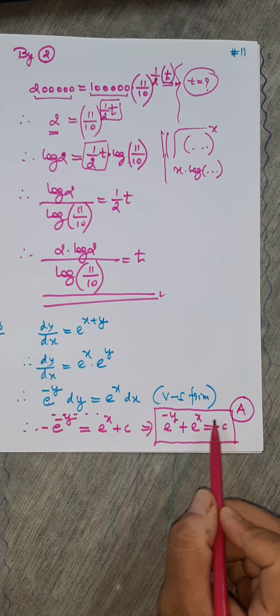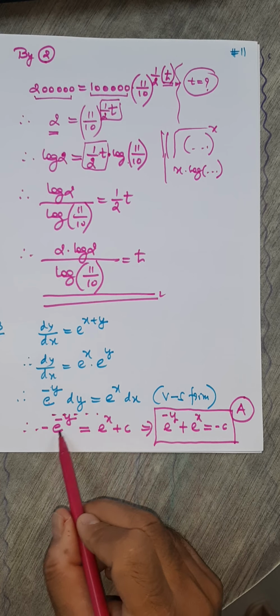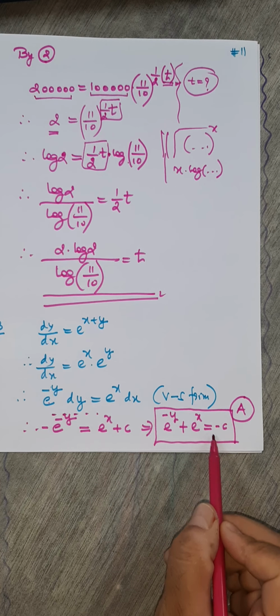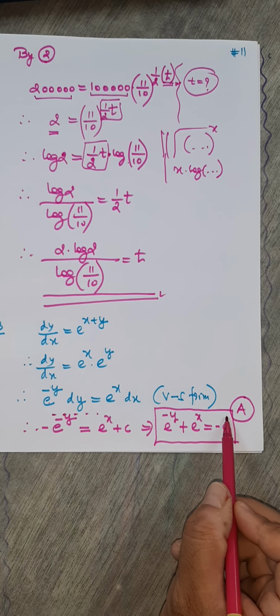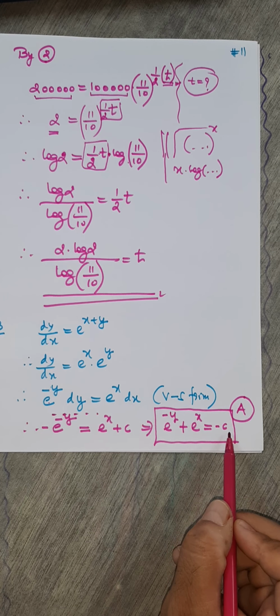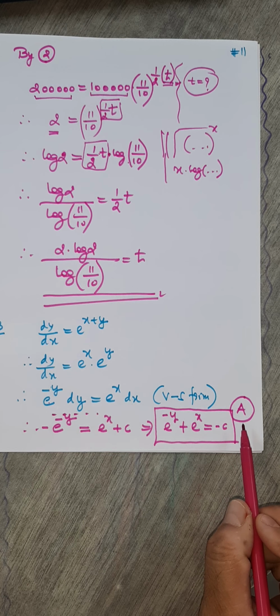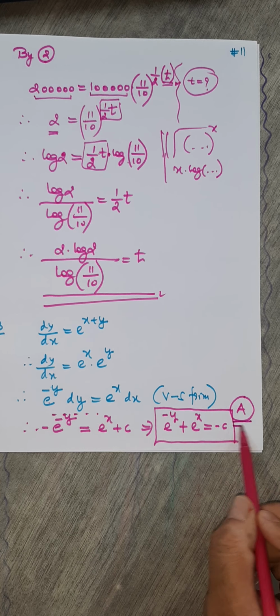Here one more time, if I take this term over here and c on the other side, it becomes minus c. But minus c or plus c is not important because this is an arbitrary constant, and therefore as per the options, a is the correct answer.